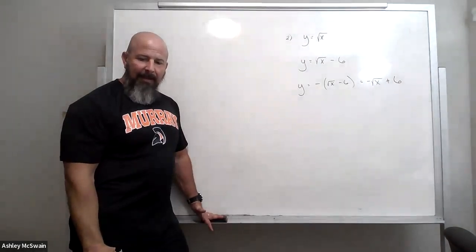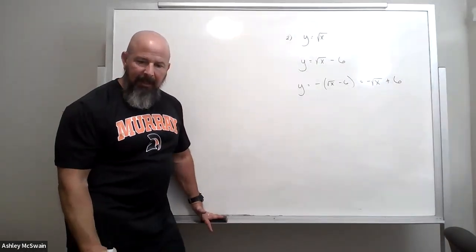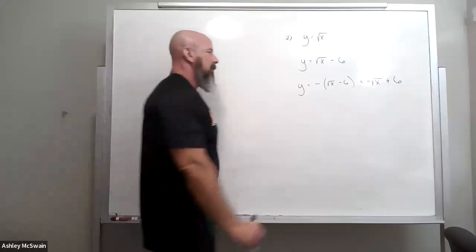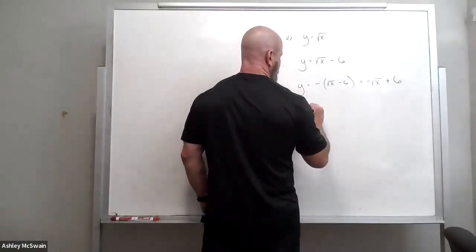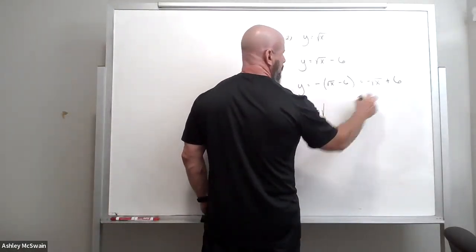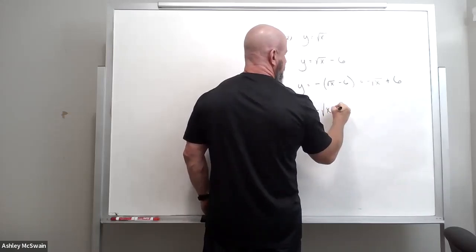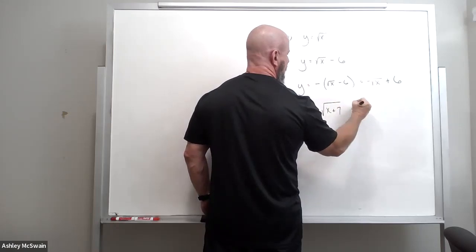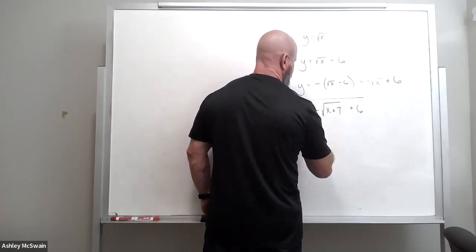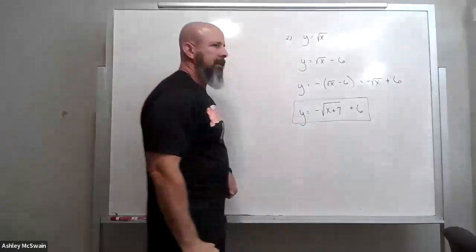And then the last part says shifted left 7 units. So y equals negative square root, left would be the inside. So it's going to be x plus 7 on the inside. And then we still have that plus 6 on the outside.